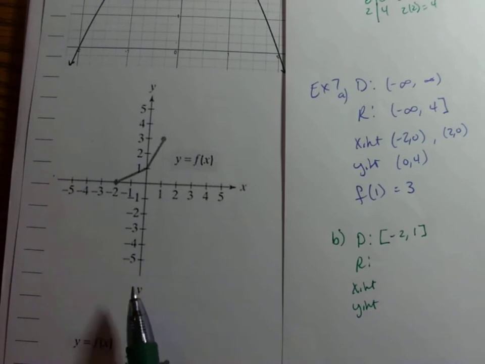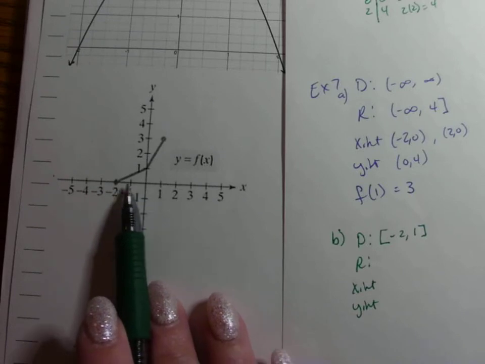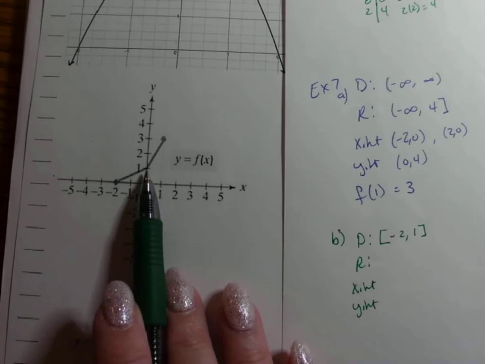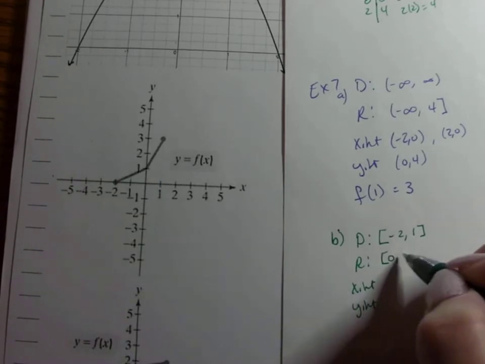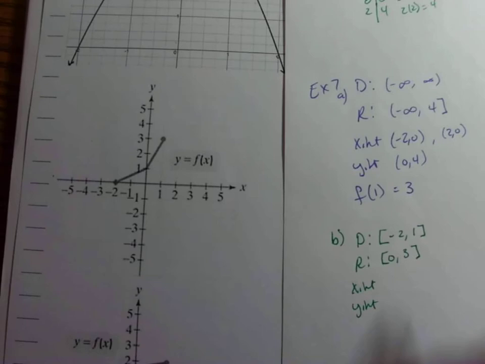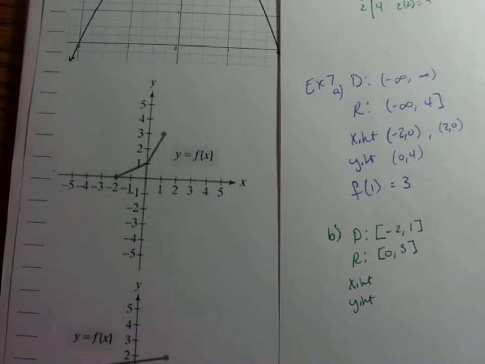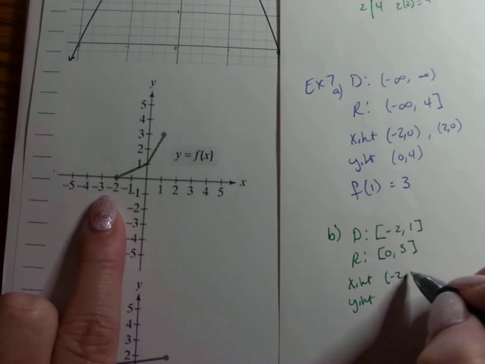Now we're going to go up the y-axis to find our range. We're coming up from the bottom. And as we come up, the first spot we hit is where our range is at 0, and it stops at positive 3. Again, it will also have brackets because both are closed points. The x-intercept, we only have 1. It is at negative 2, 0.